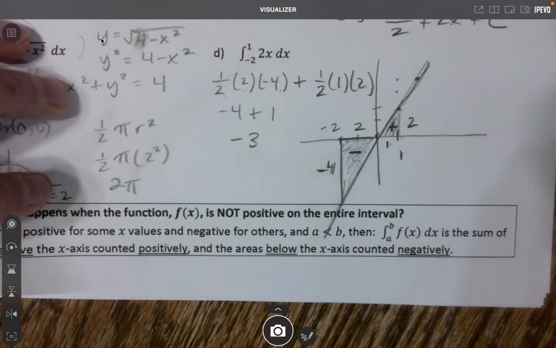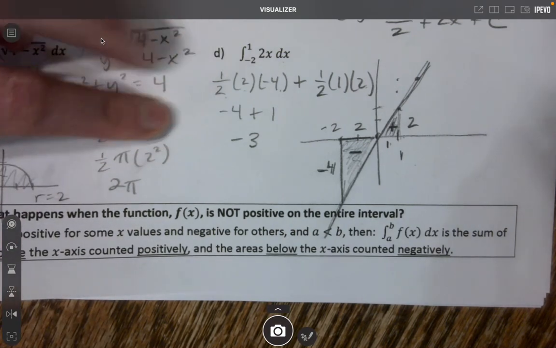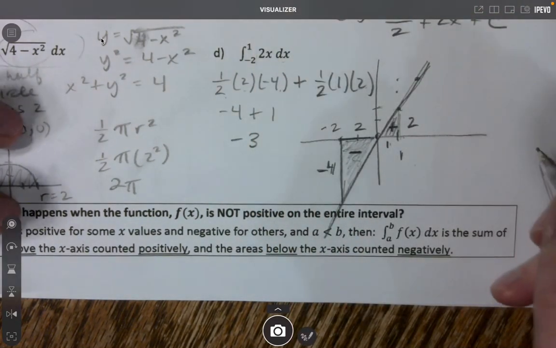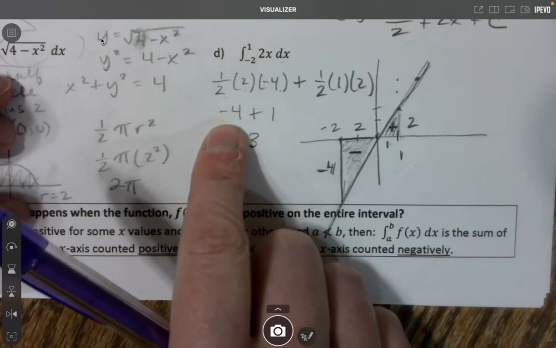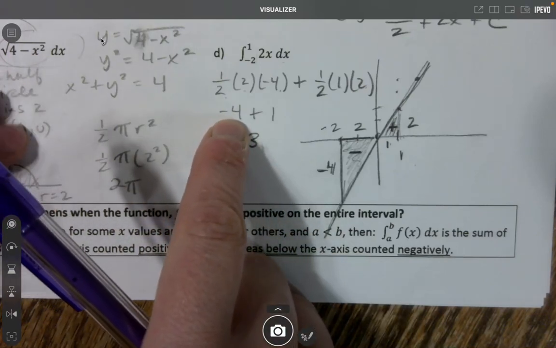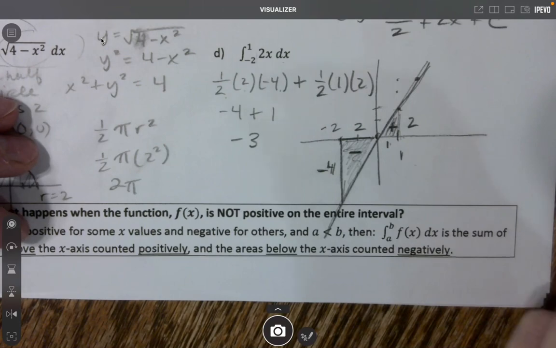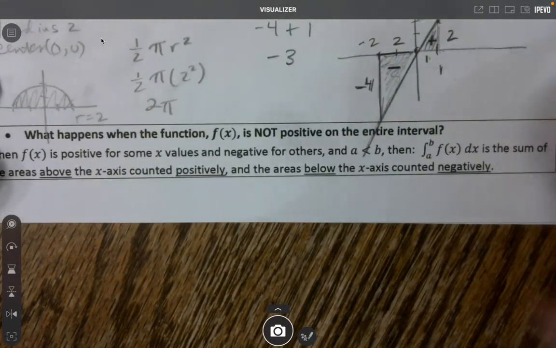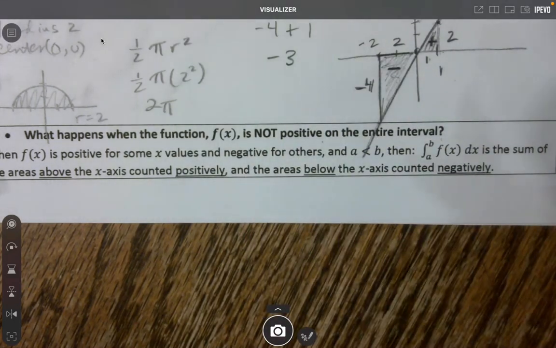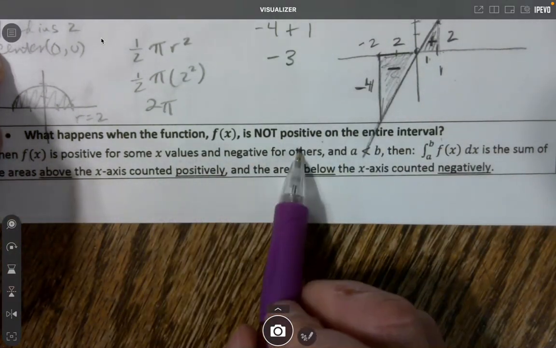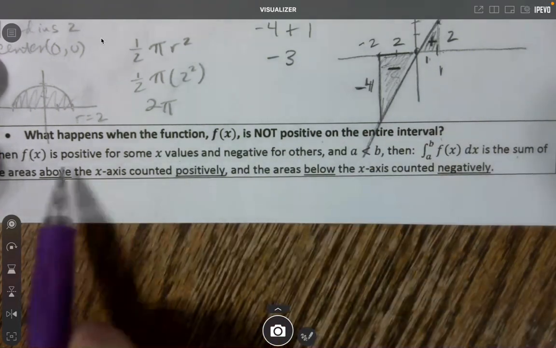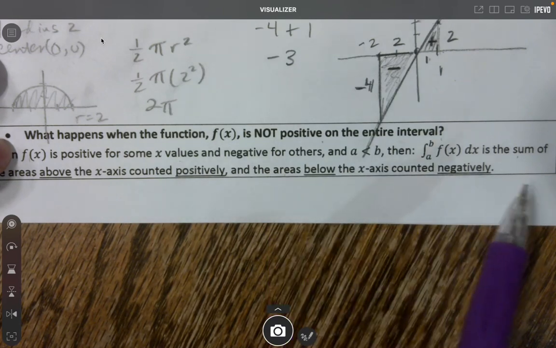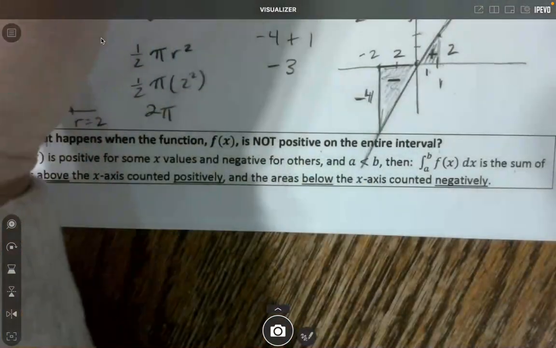So if they had said find the area of 2x from -1 to 2, and they gave you like an interval or something, and they specifically asked us for area, then we would have just taken the absolute value of this part of it and made it 4 plus 1. But they didn't say that. It just says find the definite integral. So that kind of leads us into what happens when the function is not positive on the entire interval. Well, when it's positive for some x values and negative for others, then it's the sum of the areas above the x-axis counted positively and the areas below the x-axis counted negatively. So just exactly like what we did.